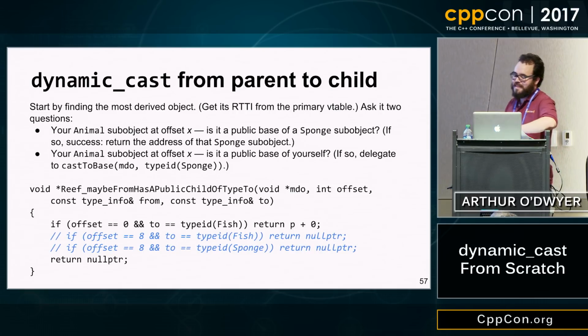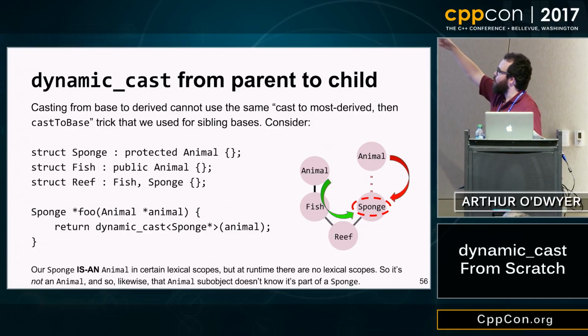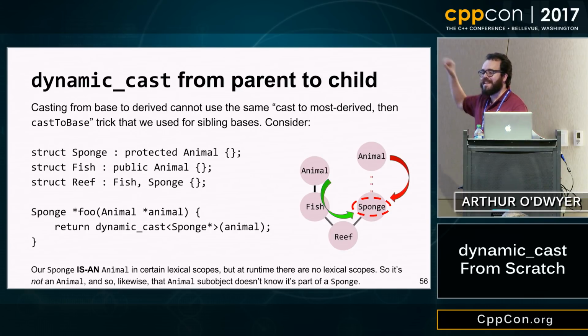All right. So how are we actually going to do this? This now gets tricky, right? Because we can't use our trick anymore. I want to point that out. We can't just say, I will go to the most derived object, which is reef, and then ask it for its public base sponge. That would always give us sponge in this case, and that's not what dynamic cast wants to do. So we can't implement dynamic cast that way. We have to have a new trick to make one of these work and the other one not work.